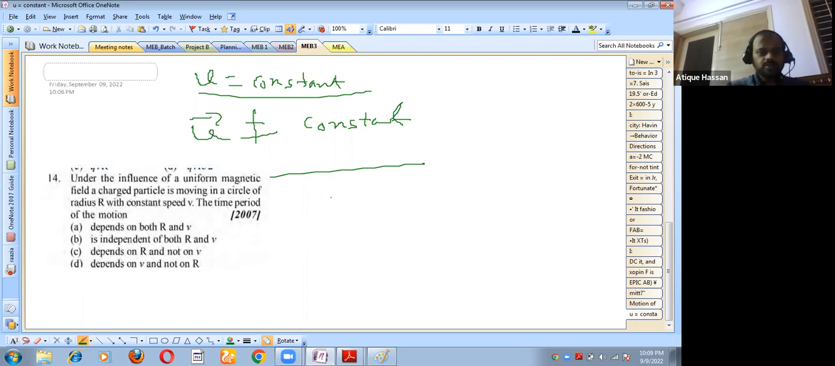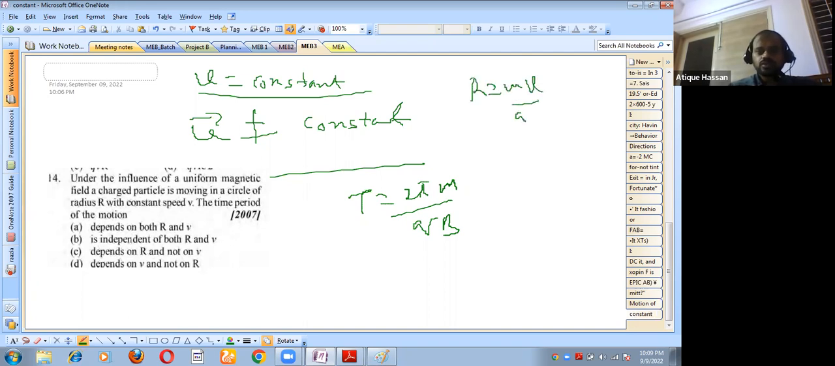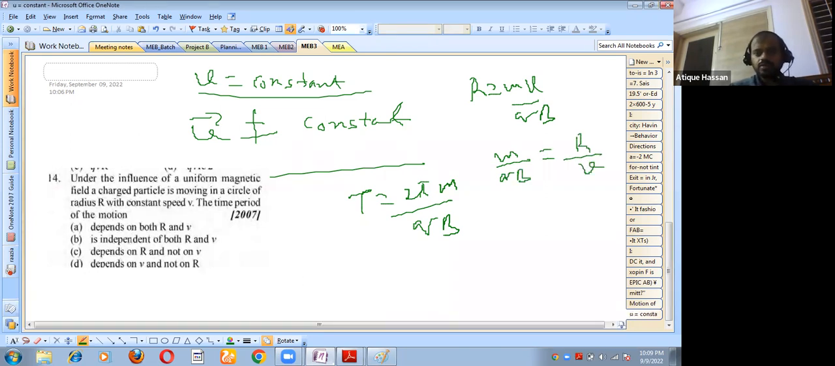So we have been asked about the time period, right? So we know that T is equal to 2 pi m by qB, right? T is equal to 2 pi m by qB. So in the question, we have been given R and speed. So we don't know about B and M. So we know that R is equal to mv upon qB. So speed v is given in the question and R is given. So from here, what can we write? m by qB we don't know. So from here, m by qB can be written as R by v.